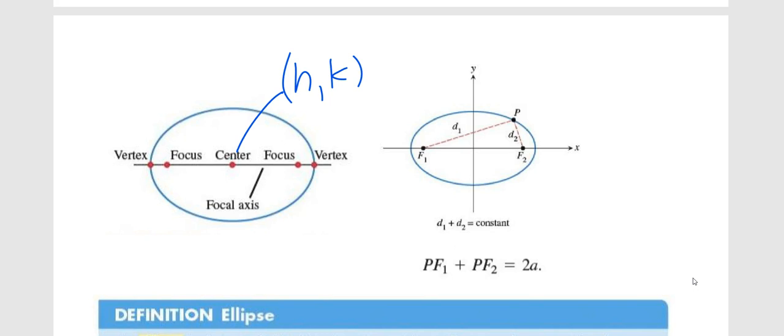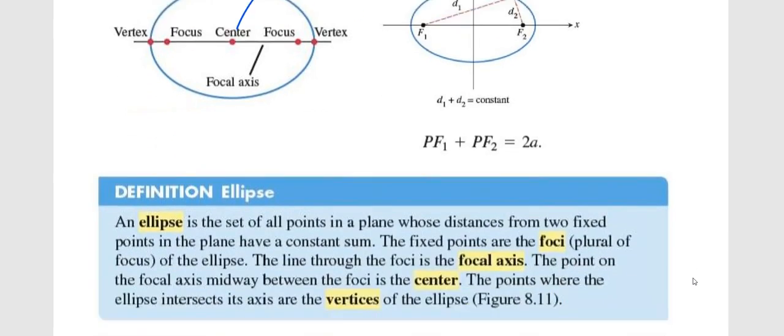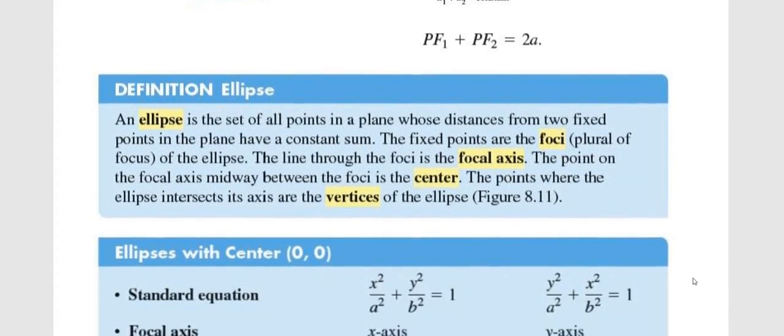Notice that there are two vertices. They sit at the end of the major axis, also called the focal axis. They are all the way out at the outside edge. This is that definition they were talking about in that video: PF1 plus PF2 equals 2a, which is the definition of the major axis, which we'll talk about in a second.